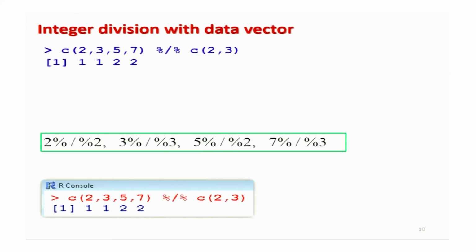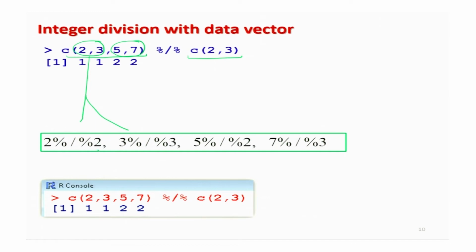And yeah, in case you try to take two data vectors of the same length, then each of the values in the respective positions in the two data vectors will have the integer division operation. That is now very obvious for you. So just for the sake of example, I have taken two data vectors. One is of length 4 having 4 values and another is of length 2 which has 2 values, 2 and 3. So now this integer division will be operated over this set of values and then this set of values. So in case you try to do 2 integer division 2 and 3 integer division 3, right?